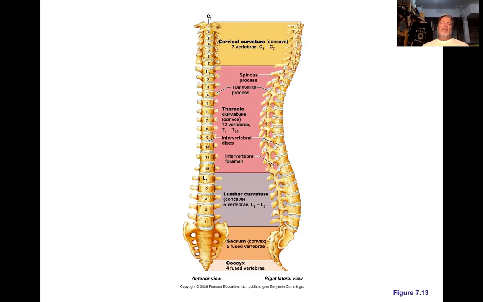And then you get down into the sacrum and the coccyx, which are actually vertebrae that are fused together. You've got 5 in the sacrum and 4 in the coccyx.